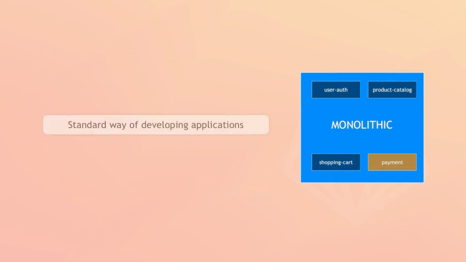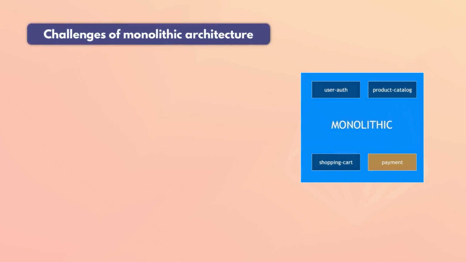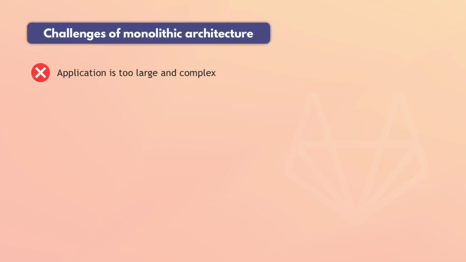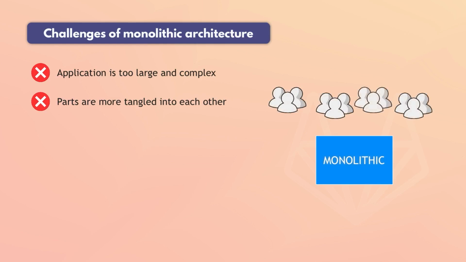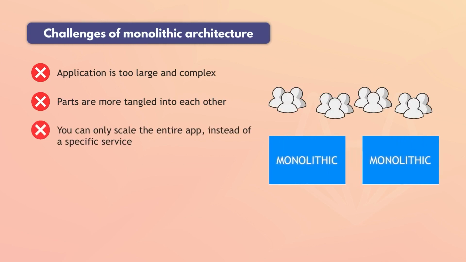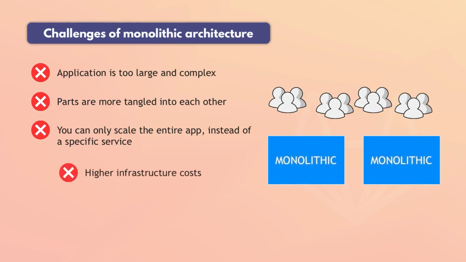So this was a standard way of developing applications, but as applications grew in size and complexity, this led to different challenges. First of all, the coordination between teams became more difficult because the code was much bigger and the parts of the application were more tangled into each other. Also, if suddenly you had a usage spike in shopping cart, for example, on holiday dates, and you would want to scale only that part of the application, you can't do it. You need to scale the whole application. This in turn means higher infrastructure costs and less flexibility in scaling your application up and down.